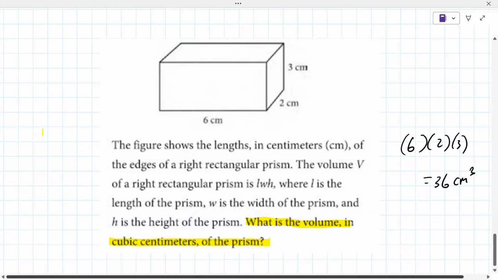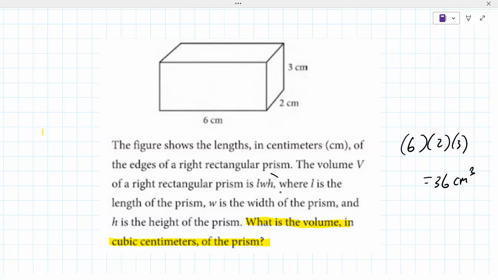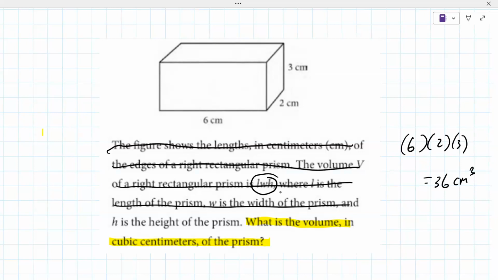The figure shows the lengths in centimeters of the edges of a right rectangular prism. The volume V of a right rectangular prism is LWH. So notice they give you the formula there if you didn't know it, where L is the length of the prism, W is the width, and H is the height. Just like before, though, all of this is completely useless. We don't need this, but it's there. It's there to distract you.